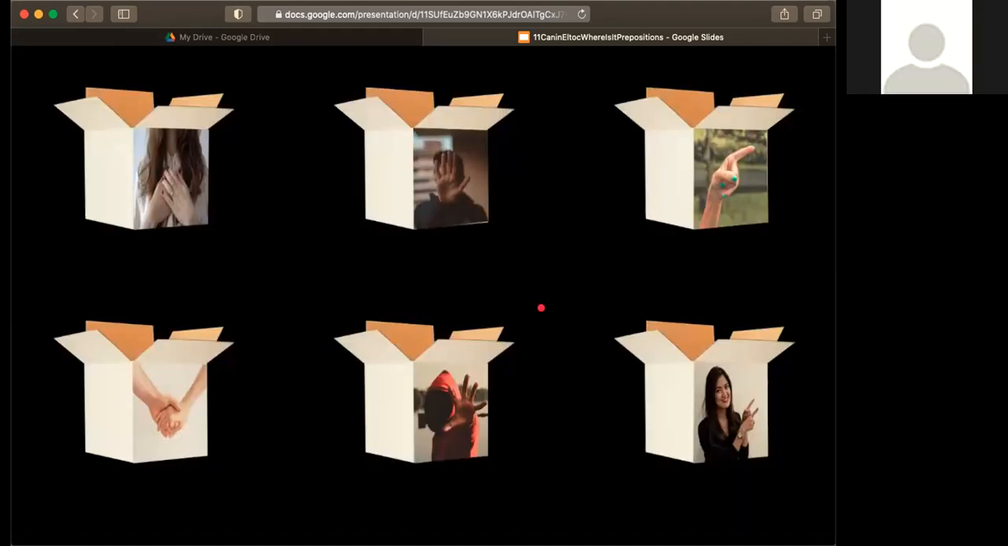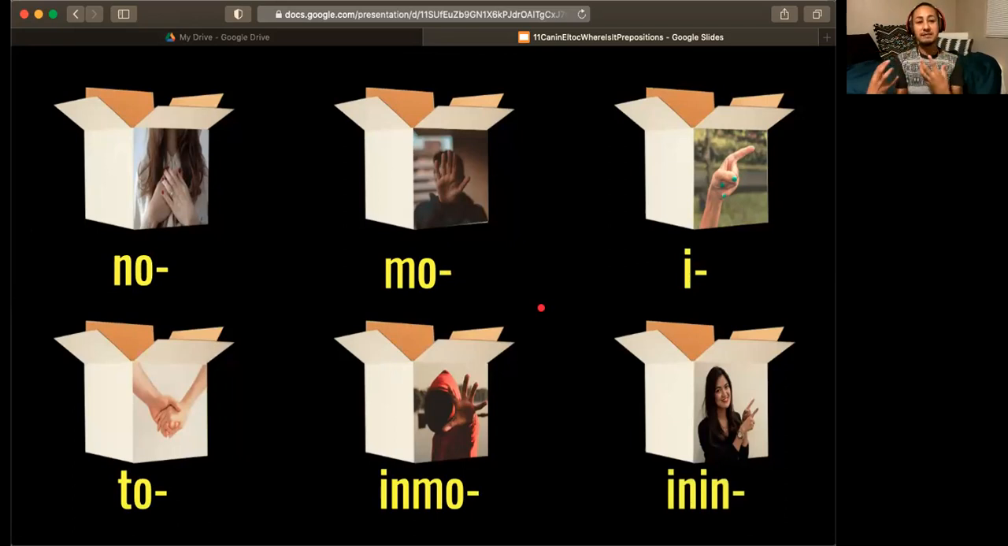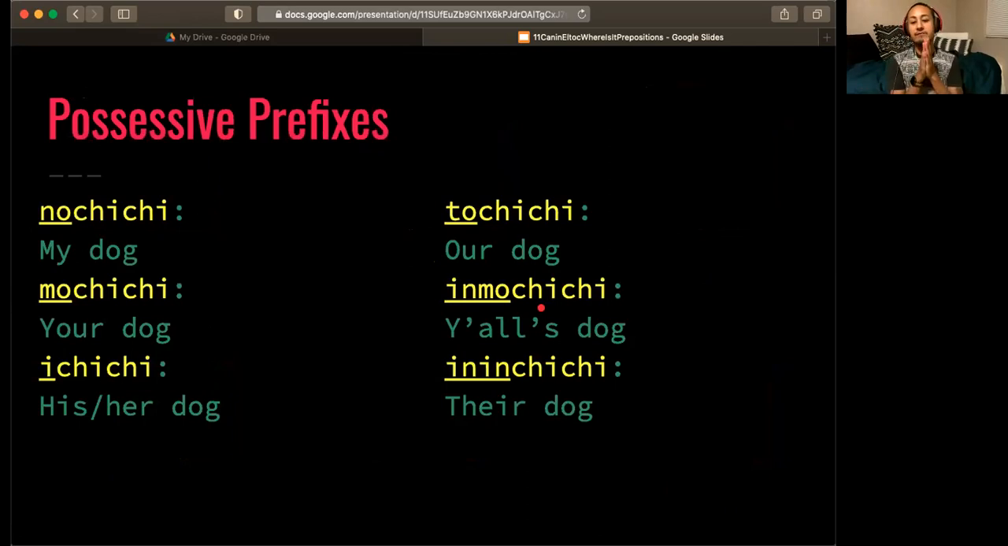Quali. All right. So I want to remind you of these prefixes that we've already learned, and you'll see why I need to remind you. If you remember, when you possess something, when you own something, we use these prefixes: no, mo, i, to, inmo, and inin. This is for objects that belong to someone, right? That's why I have those boxes. So if you remember when we would say no chichi, my dog, mo chichi, your dog, ichichi, etc., this is when you own something.